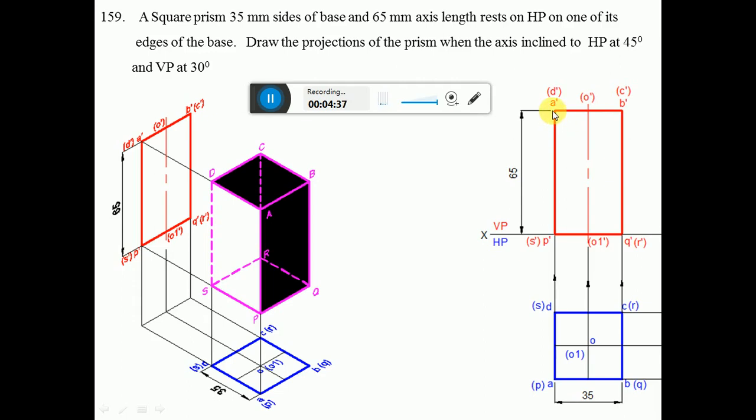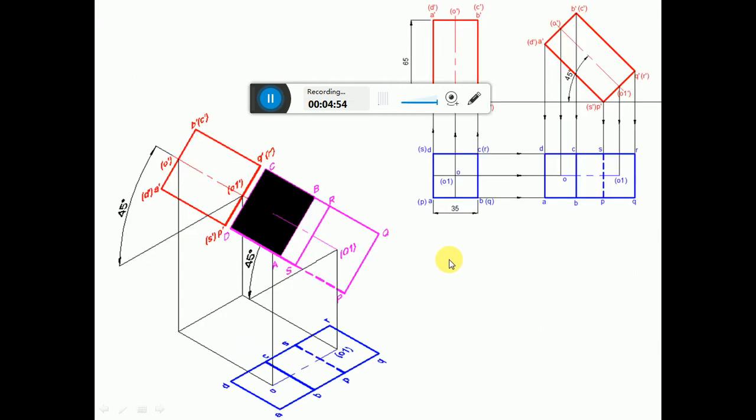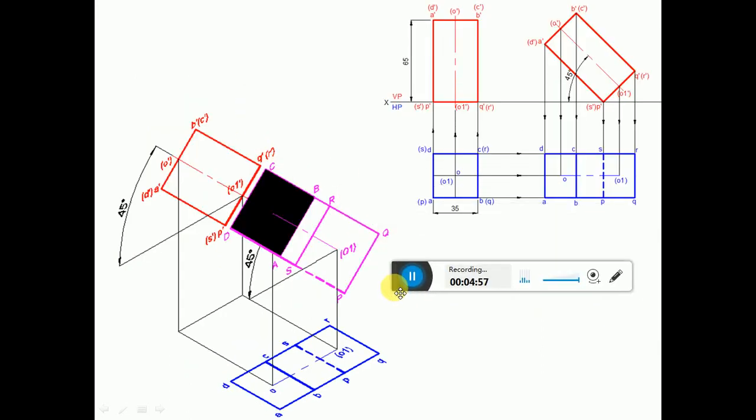So you dark them: A dash to B dash, then B dash to Q dash to P dash, and P dash to A dash, and join O dash to O1 dash with a center line. Now since the axis is inclined to HP, and it is resting on one of the edges of the base, which is the base edge resting on HP? We have considered P dash S dash is the edge which is resting on HP, because that is the point which is on the XY line in the front view. So P dash S dash is resting on HP.